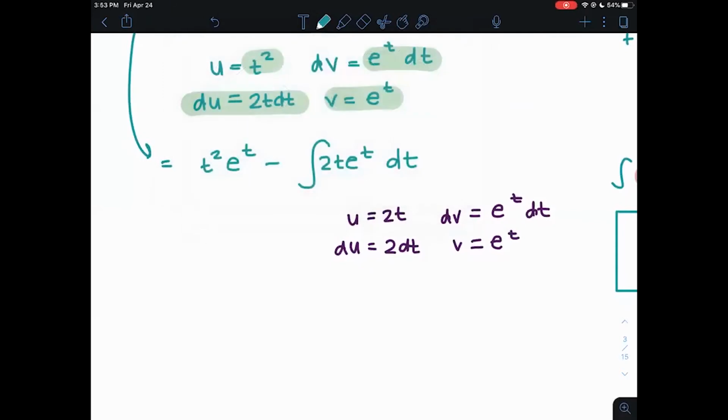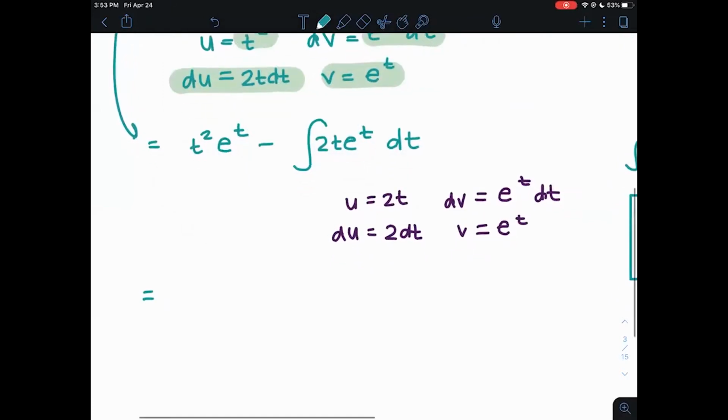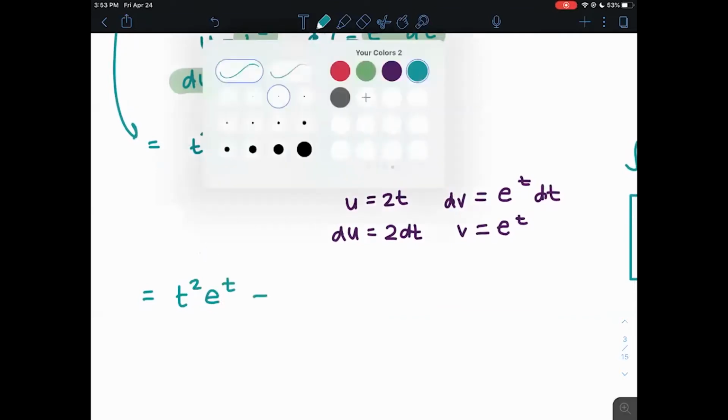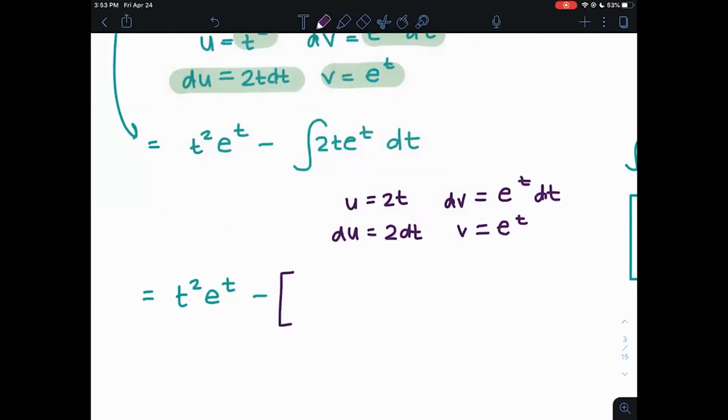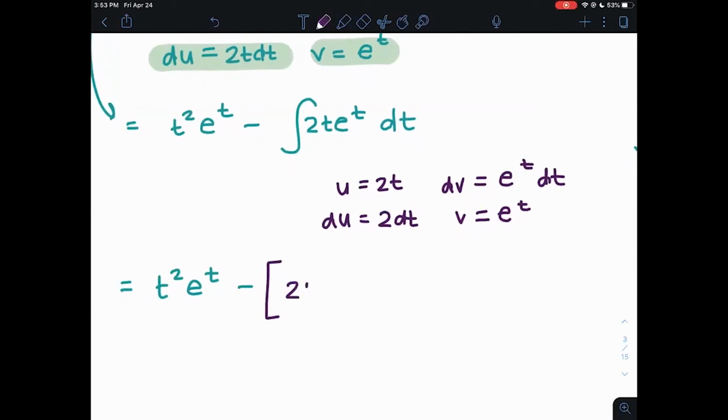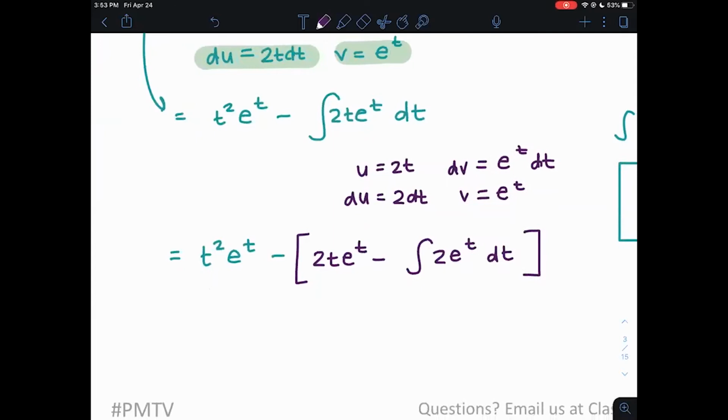So now when we keep going here, I'm going to have t squared e to the t, that's this part right here, minus, and now I have all of this new integration by parts. So I'm going to put that in brackets just to make sure my minus sign carries through. So I have minus 2t e to the t minus uv, minus the integral of 2 e to the t dt, my v du. And now that one is nice and easy to integrate.